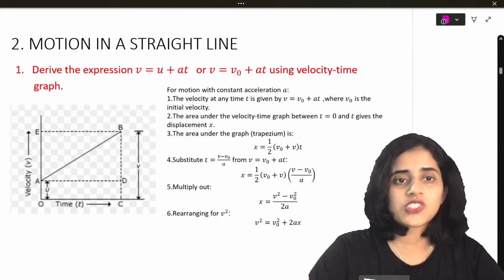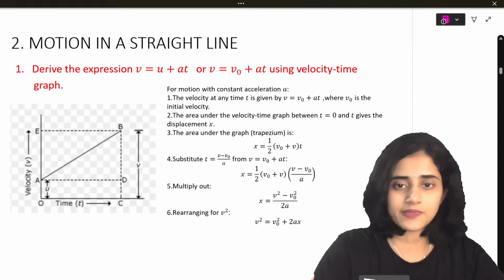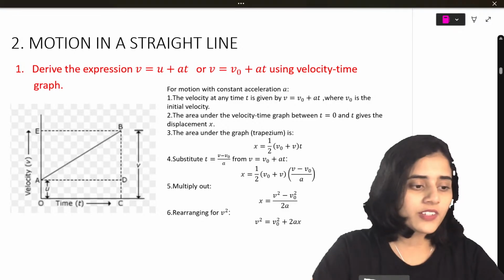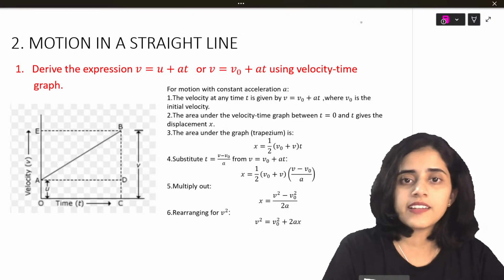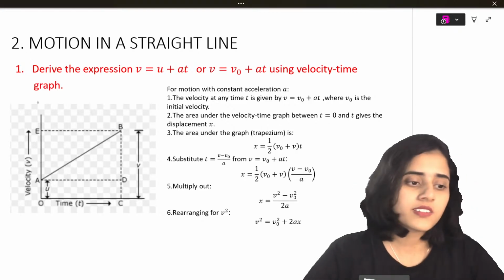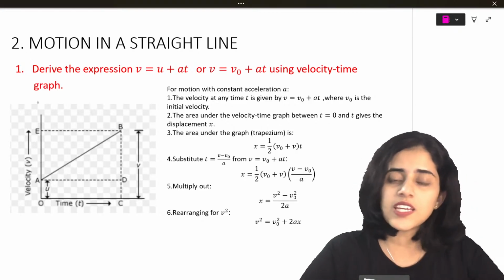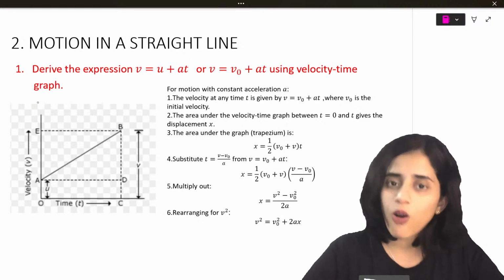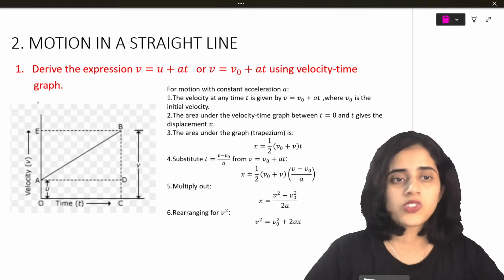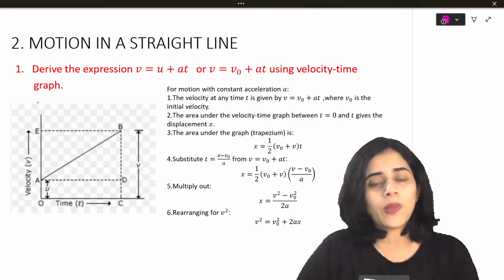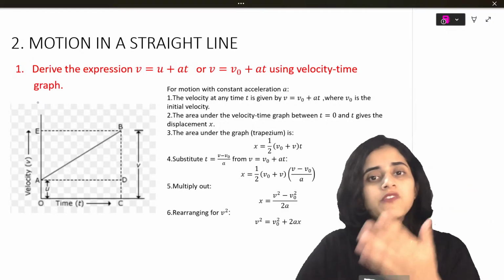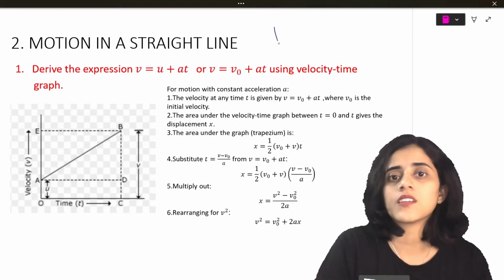Next chapter, motion in a straight line. Are you all ready to learn motion in a straight line? So let's look at the first question. Derive the expression v equals u plus at, or v equals v naught plus at, using a velocity time graph. I put an or because sometimes your question paper will have u, sometimes it will have v naught. You should know it's the same thing.